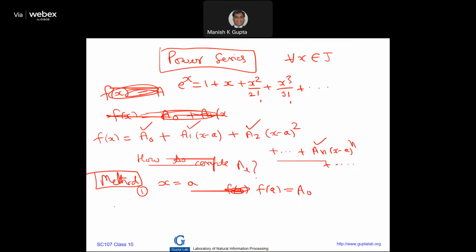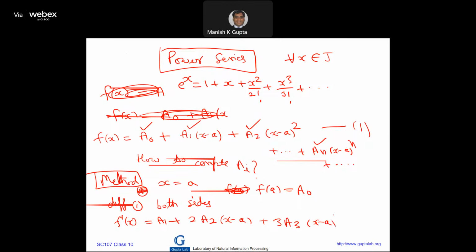Right? Second, then you differentiate. Suppose this call it equation 1. Differentiate 1 both sides. So you will get f dash of x is equal to a1 plus 2a2 times x minus a plus 3a3 times x minus a whole square and so on. Again put x equal to a and you get f dash of a is equal to a1.